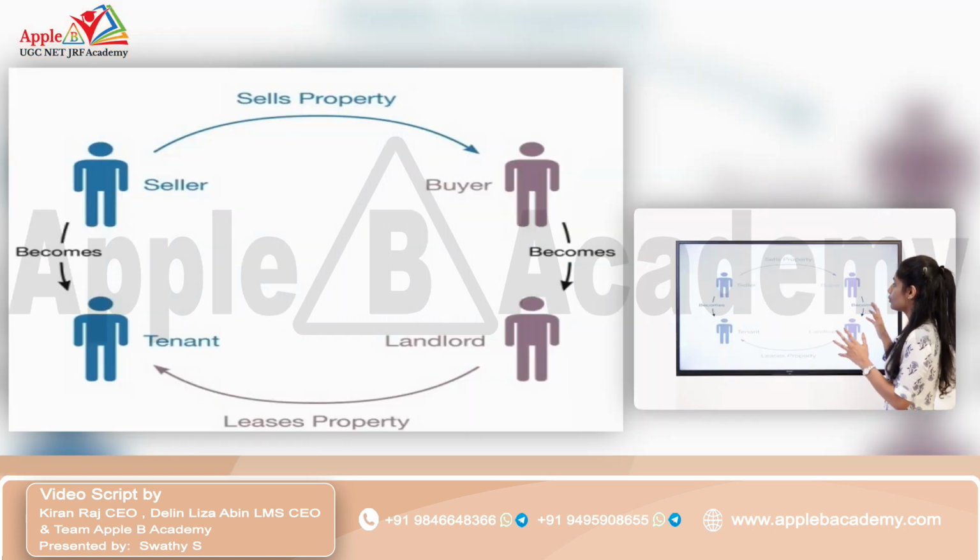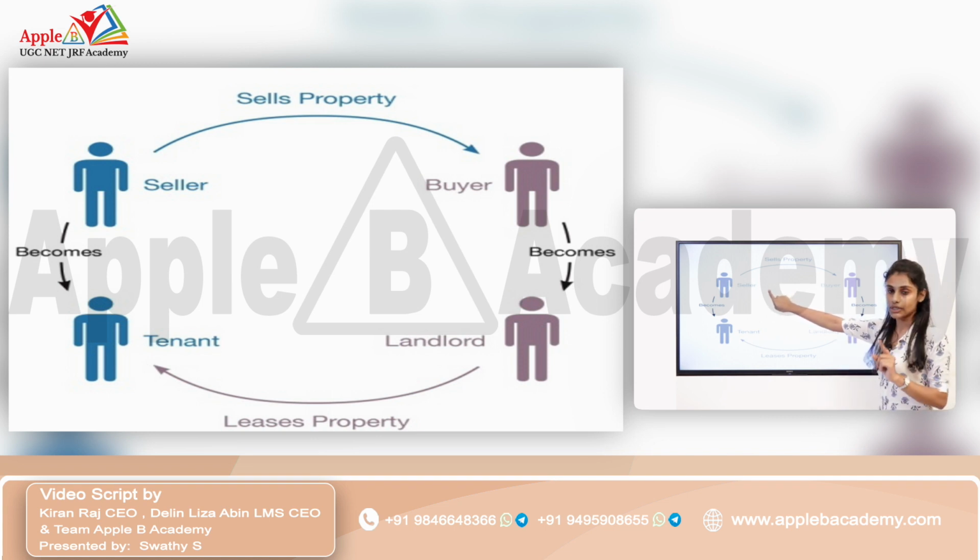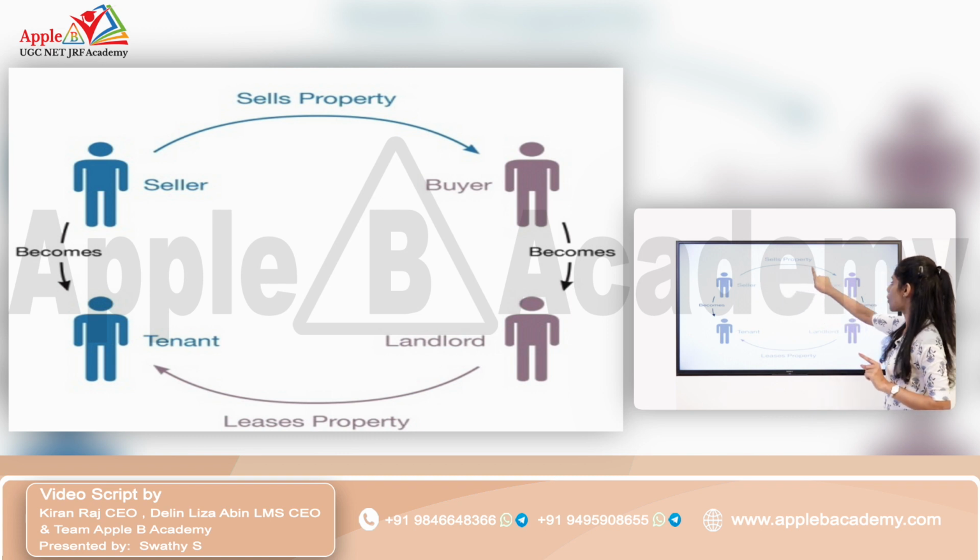To get more clarity about this, see the situation that happens in sale and leaseback. Here the seller means the previous owner of the asset. He sells his property to another person, who is known as the buyer. Earlier it was with the seller. After he sold his property to this person, this person became the lessor, the owner. He became the landlord or owner of the asset.